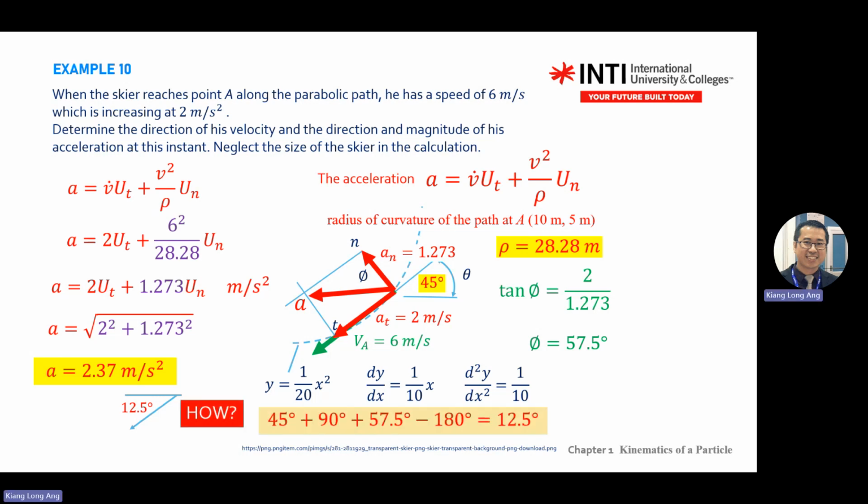I give you also the working. You go and figure out how I get this one. If you draw the mathematics lines here and there, you will get this 12.5. This is for your checking.